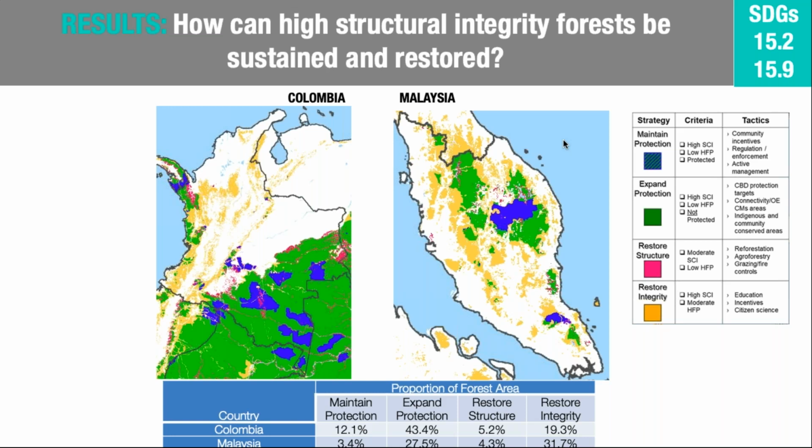And on the other hand, in Malaysia, the largest opportunity is to try to do that modification of human behavior in order to restore integrity. So again, there's opportunity for each country to try to improve forest structural integrity through one of these 4 strategies. And with that, we'll go to the next slide and take any questions you might have about this.